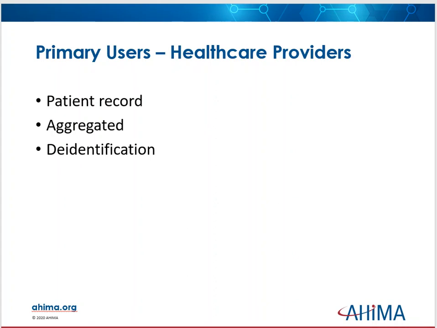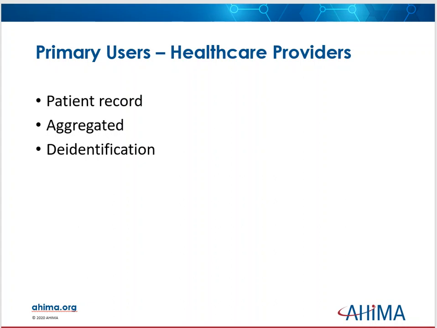Now we're talking about primary users. Primary users are usually healthcare providers because, again, the primary use of a medical record is a communication tool for patient care. So if you see that correlation. When we're talking about aggregated, we're talking about survival rates of various cancers. That's like pooling information together to do that.